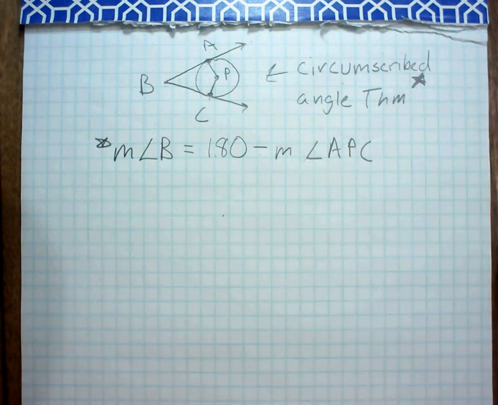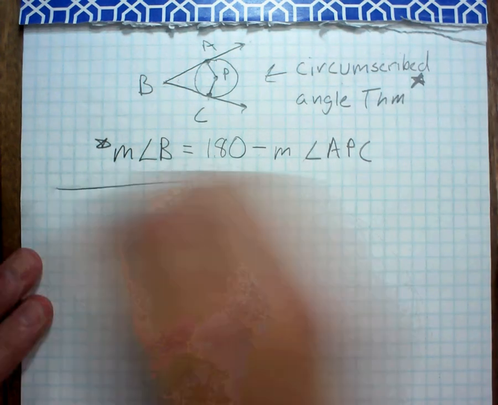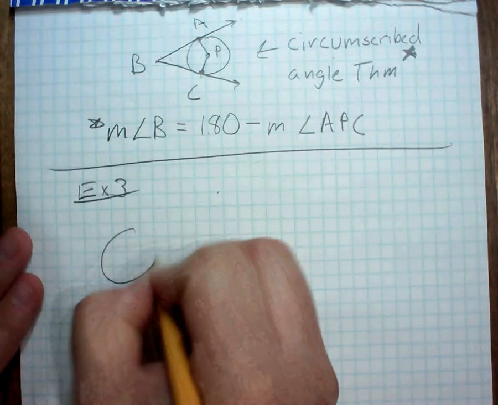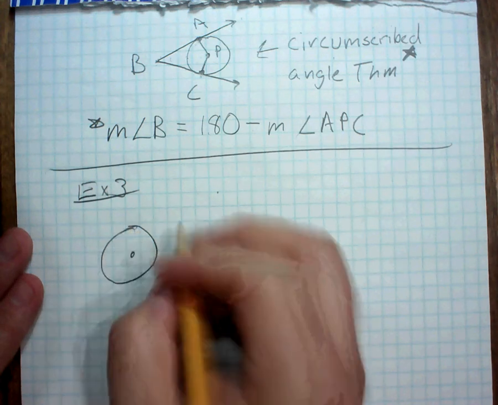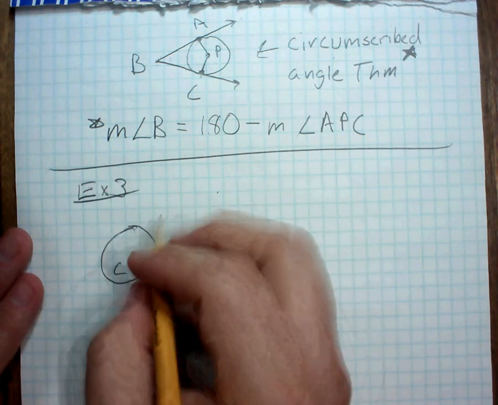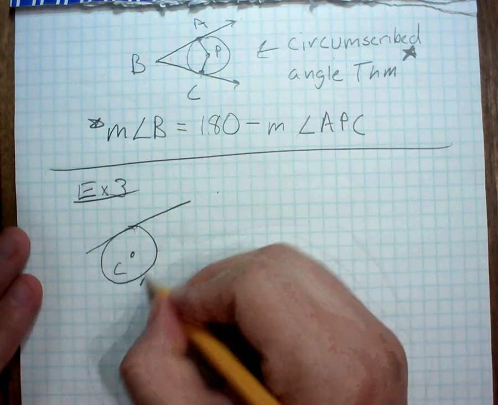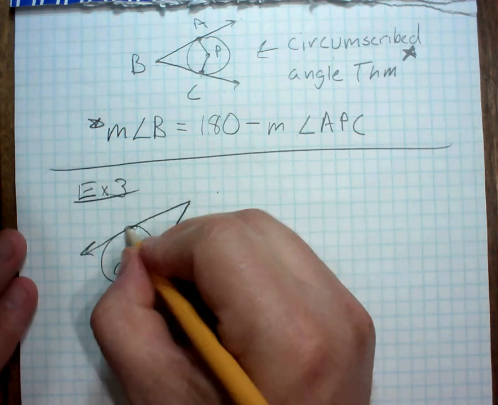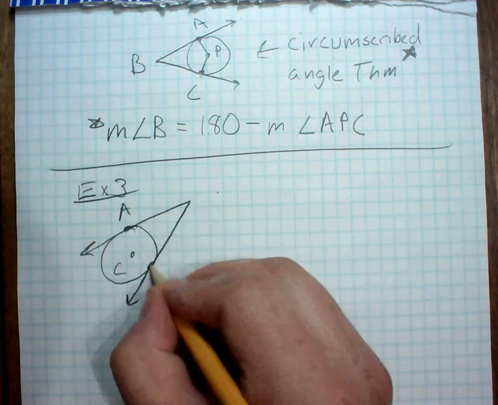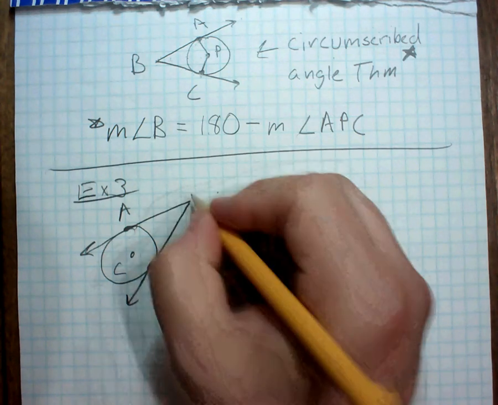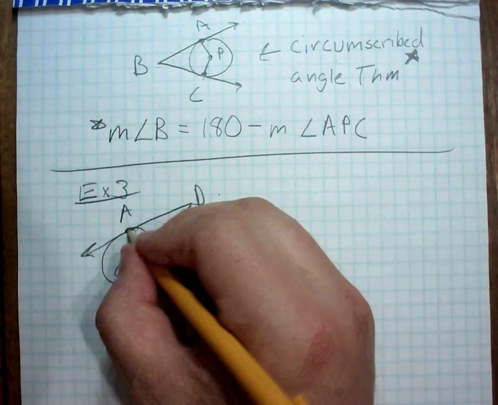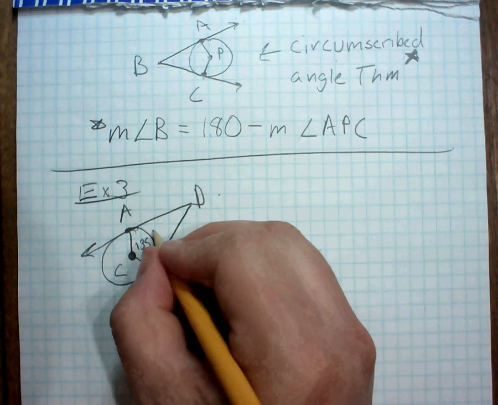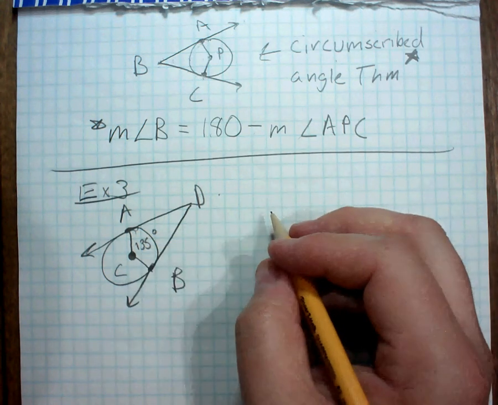Okay? And so let's use that. So now in example number 3, I have a perfectly drawn circle. This is the point C, and then I have a big angle like this, where this is a point of tangency A, this is the point of tangency B, and this is the point of tangency D. And we're told that the central angle of this, because C is the center of the circle, is 135 degrees. And then we're asked to find ADB.